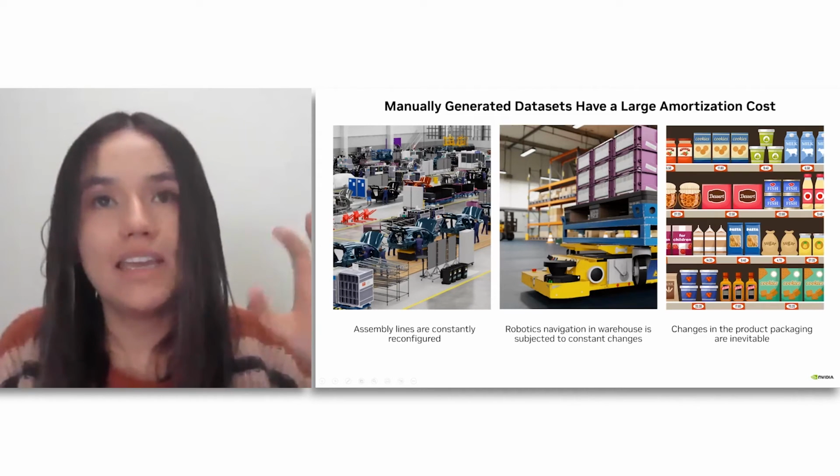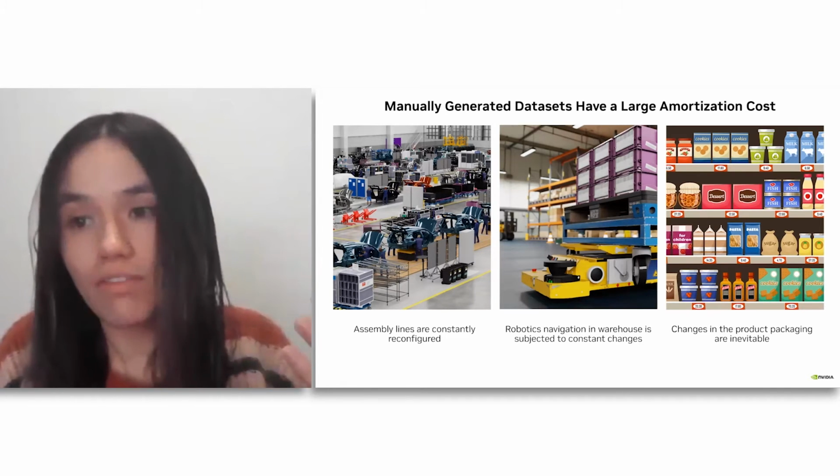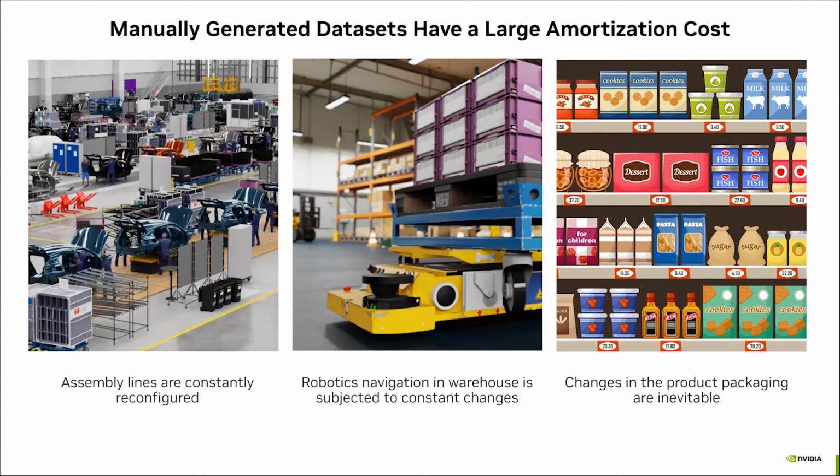Then we have manually generated data sets that you might have gotten at one time, but even then, it will be very challenging for tasks like assembly lines, which are constantly reconfigured. Imagine the robot that we saw before. Now, instead of having to pick up the valve, it has to pick up something else. Now you need to detect a different kind of defect. So it is very easy to just regenerate the data set for the new item.